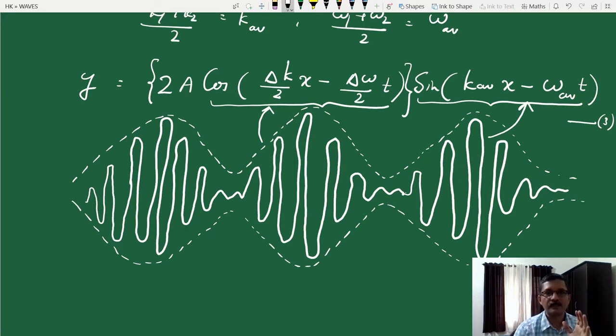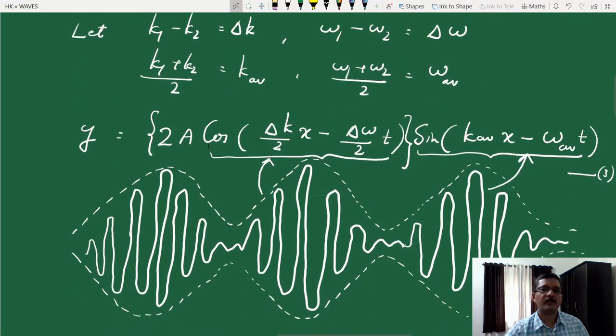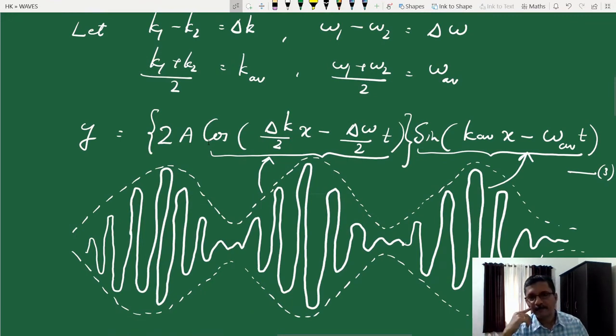This particular figure is a snapshot at a particular time. If you take a snapshot of the resultant wave, that means keeping time constant and looking only at spatial variation, the amplitude varies with position, and it also varies with time. At the same position, after some time the amplitude will be different. So the amplitude of the resultant wave slowly changes. This is like an amplitude modulated wave. The original individual waves had constant amplitude, but the resultant wave has a modulated amplitude. The amplitude has varied.